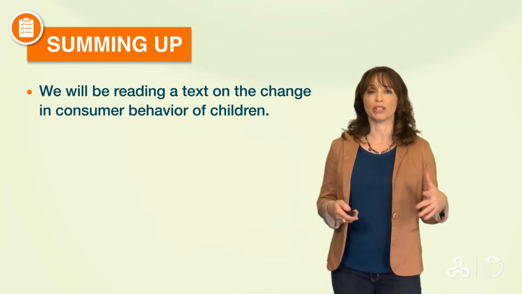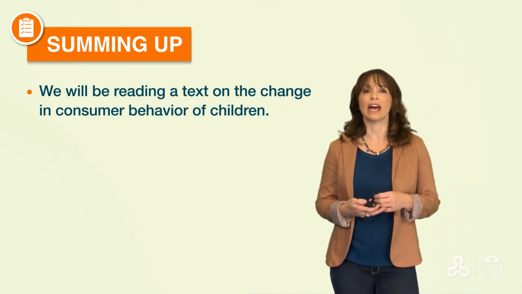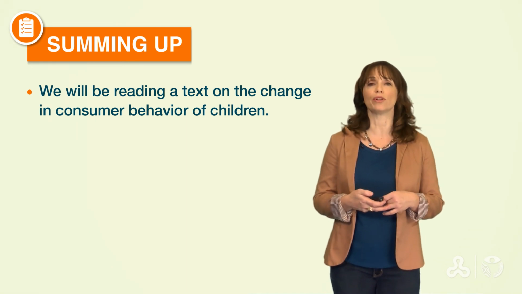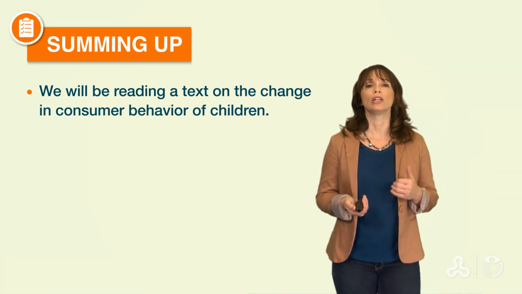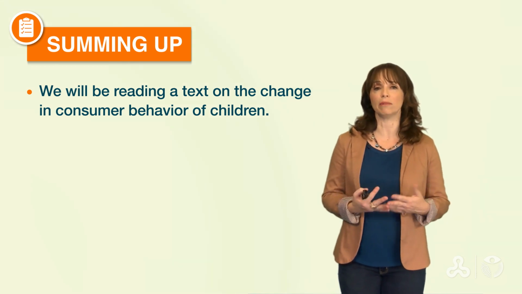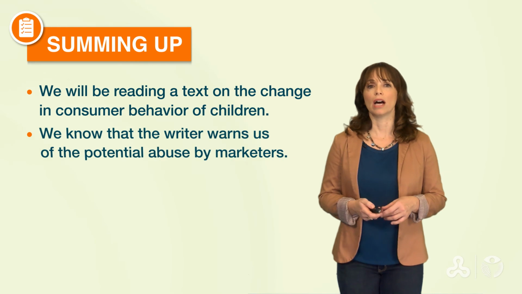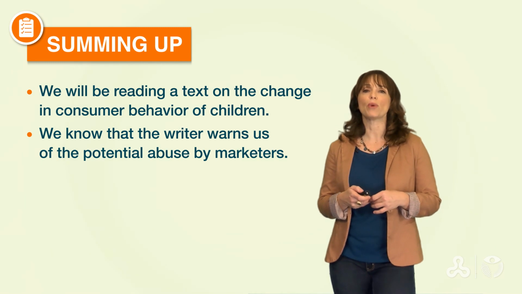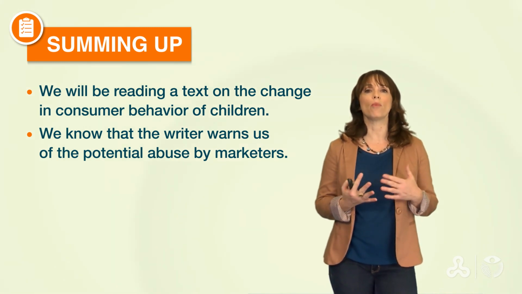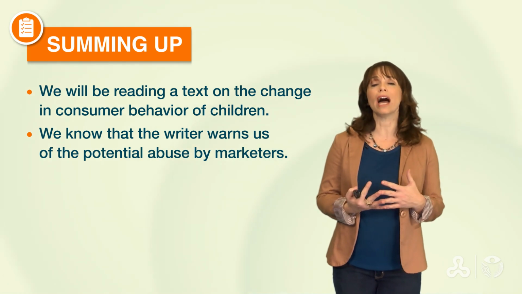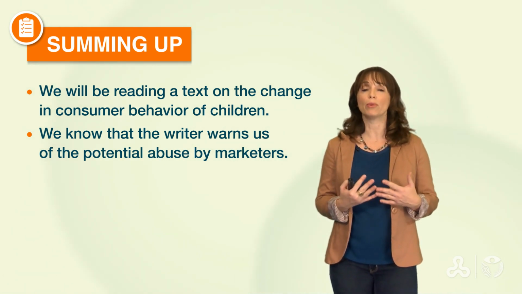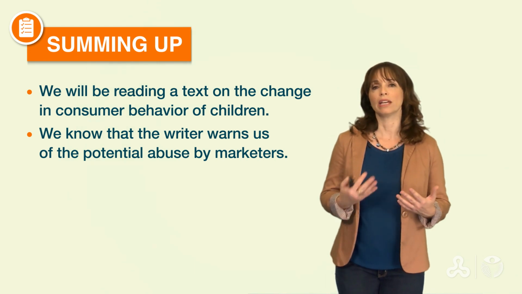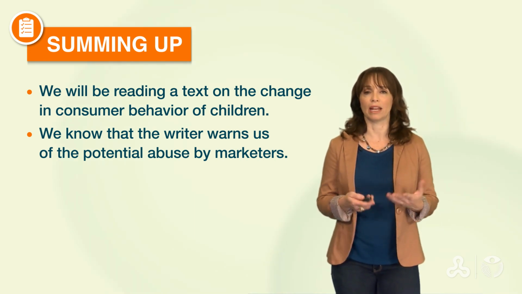So let's sum up what we've done in the first lesson. We already know from the eye-catching features and even the vocabulary that we will be reading a text on the change in consumer behavior of children. כן? אנחנו נקרא על השינוי שעבר על ילדים כצרכנים מעבר להיום. We also know that the writer warns us of the potential abuse by marketers. So we also know that the writer's attitude is somewhat, he is concerned. כן? הוא מודאג מהשימוש לרעה הפוטנציאלי של המשווקים את הכוח שלהם על ילדים, על הצרכנים החדשים.